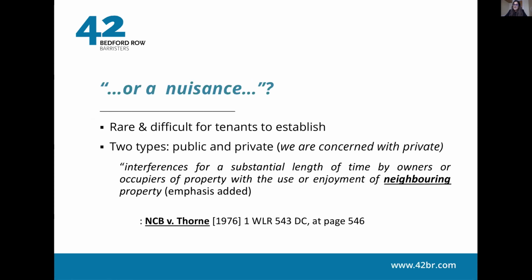And in the case of NCB versus Thorne, a 1976 authority, at page 546 of the decision, private nuisance is described as interference for a substantial length of time by owners or occupiers of property with the use or enjoyment of neighbouring property. And it's important to note that private nuisance concerns harm to people and not property, and it is likely to include things like unreasonable, unacceptable interference with amenity or personal discomfort.